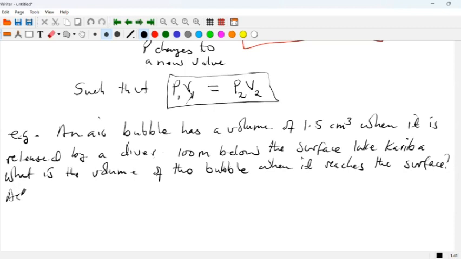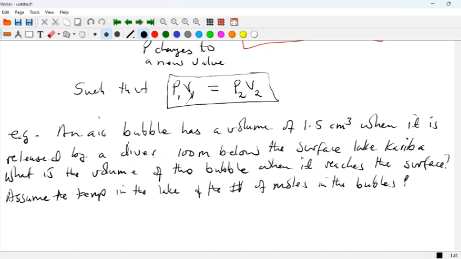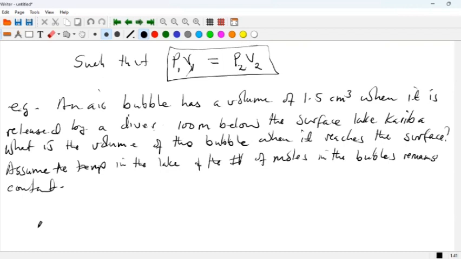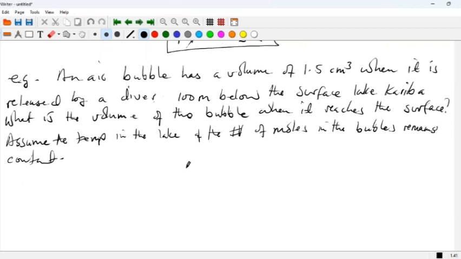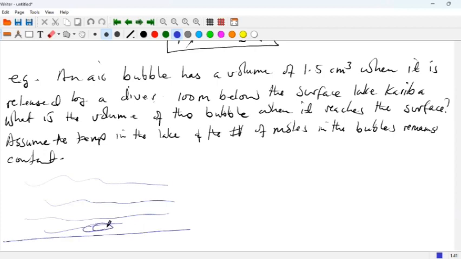As we do this, let's assume the temperature in the lake and the number of moles in the bubble remain constant. So let's assume this. Here is the water in the lake, and this bubble is being released by a diver who is 100 meters below the surface, and the bubble begins to move up like that.